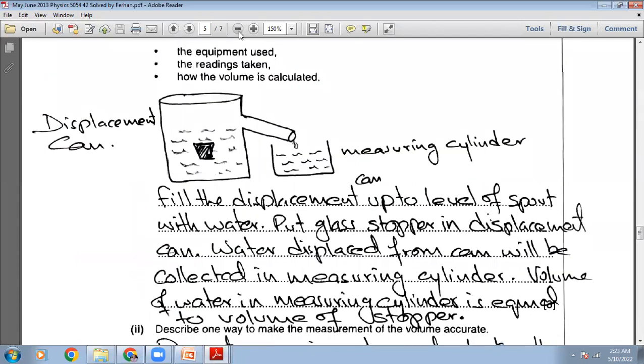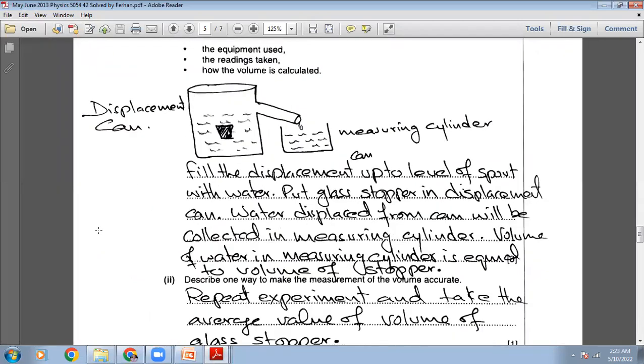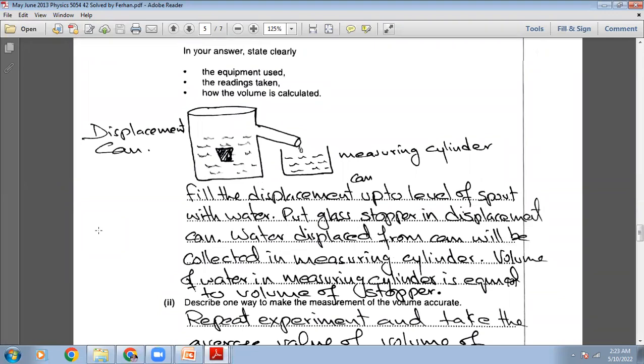For this, we are going to use our displacement can. A displacement can is a simple can with a spout. What we do is fill the can with water up to the level of the spout, and we put a measuring cylinder under the spout, and then we put the glass stopper in the displacement can.